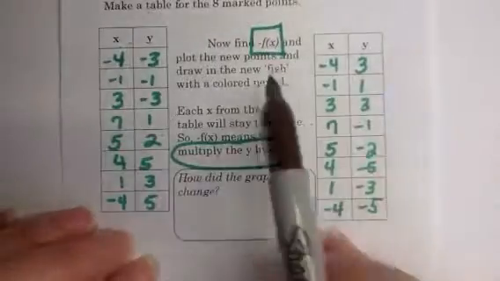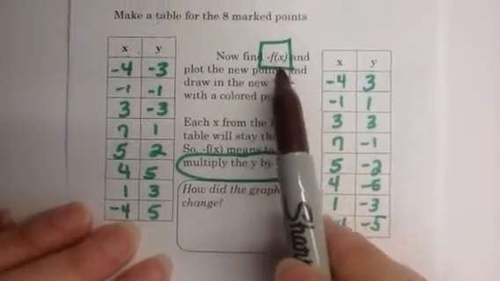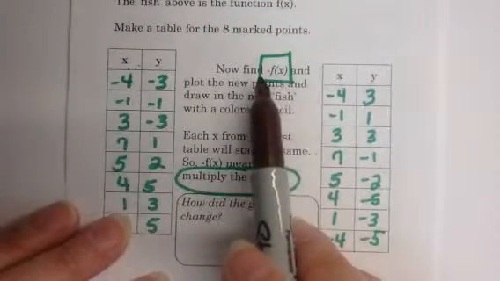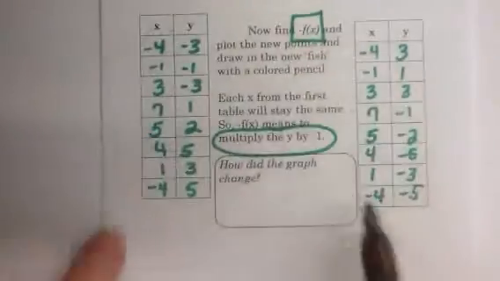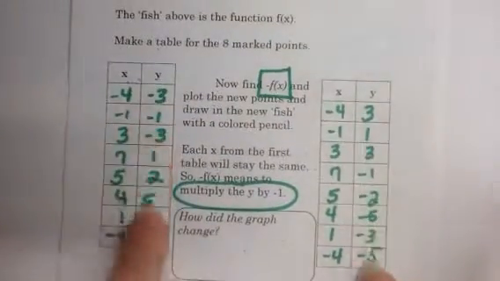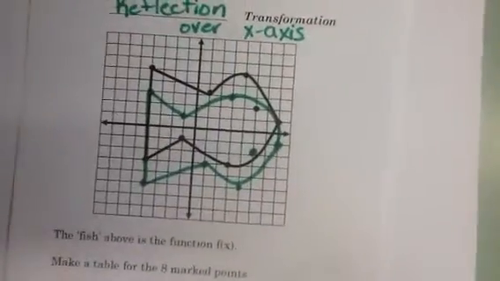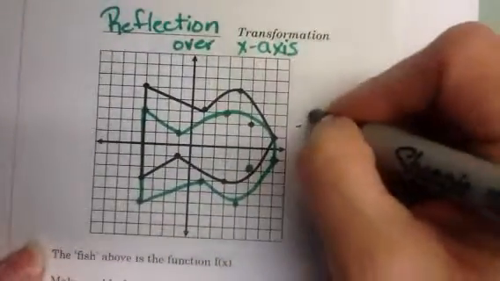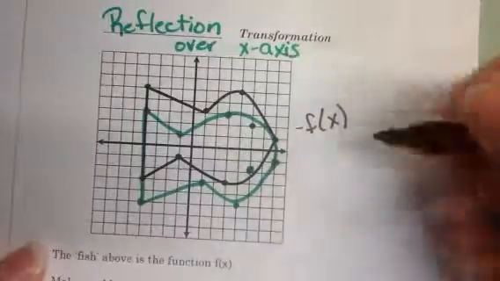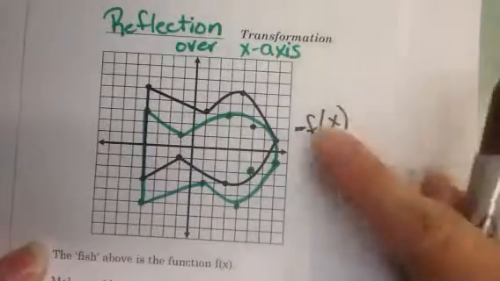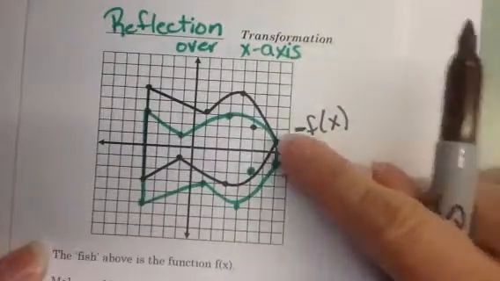Okay, the next one we have 2 reflections. Negative f of x. Remember we said f of x was y, so this would be multiplying y by -1. So all of our x's stayed the same, all of our y's multiply by -1, and they change signs. Okay, so negative f of x reflects over the x-axis. Remember, here the y is changing signs.